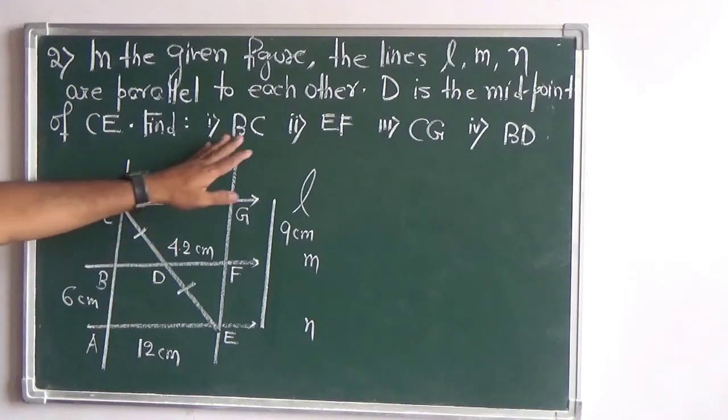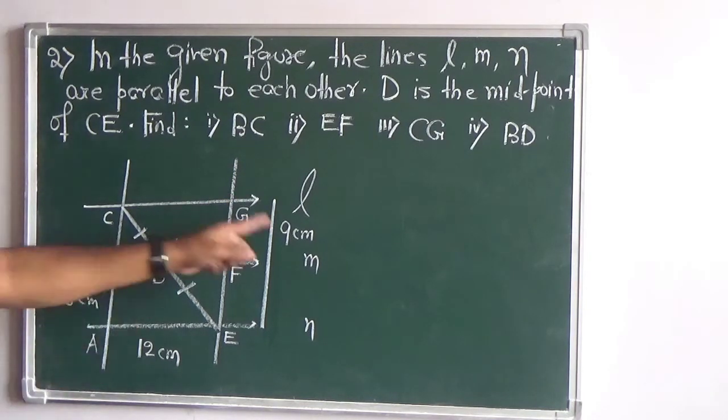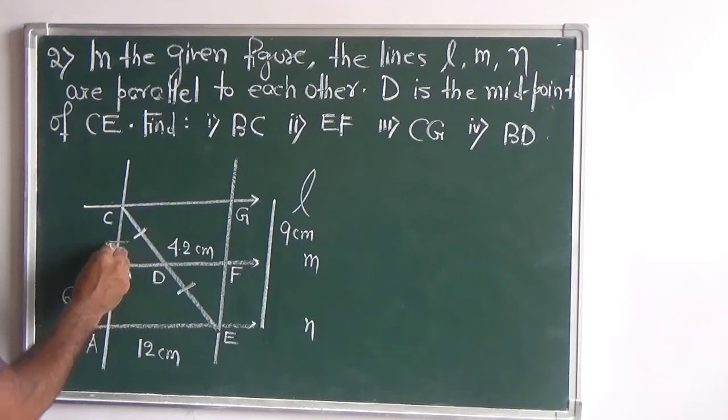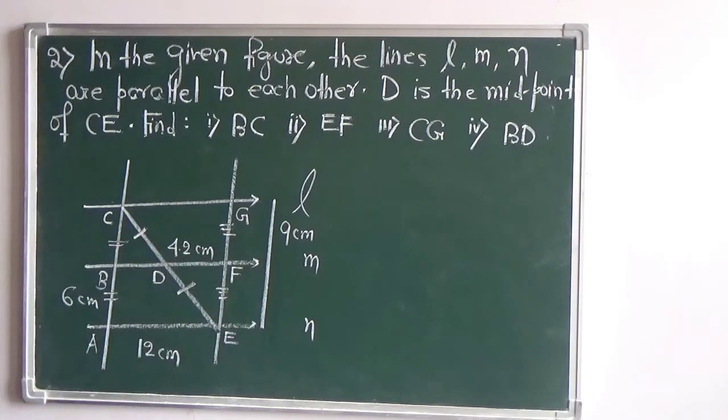We have to find BC. Now first of all, let us see that the lines L, M and N are parallel to each other. Also we can see that CE is a transversal to the set of parallel lines, and at the same time CE cuts off equal intercepts, because it is given CD equals DE. Now if CE is the transversal which cuts off equal intercepts CD and DE, then the other transversals will also cut off equal intercepts. That means this part and this part will also be equal, and this part and this part will also be equal. So by the equal intercept theorem we have reached this particular result.